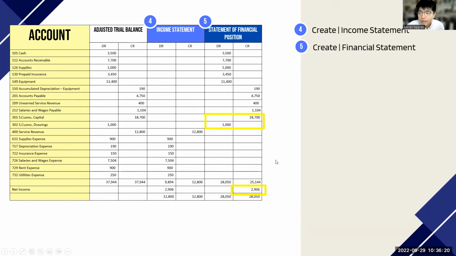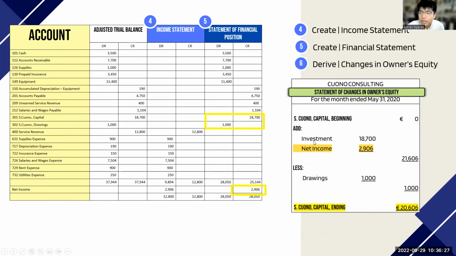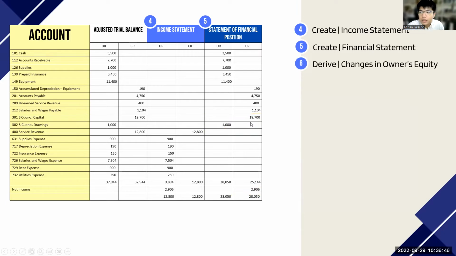So in essence, by looking at these three accounts, you can derive your changes in owner's equity. You have your investment of 18,700, your net income of 2,906 credit, so it added or increased your owner's capital. And then your drawings of 1,000 debit, all to get your 20,606. So in essence, that basically is our worksheet.